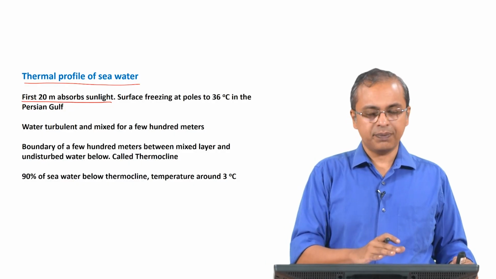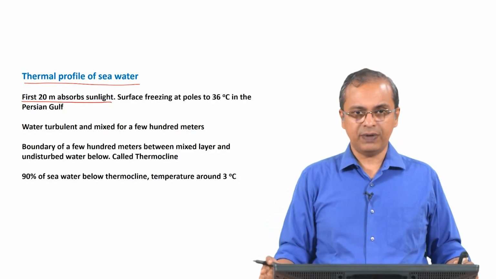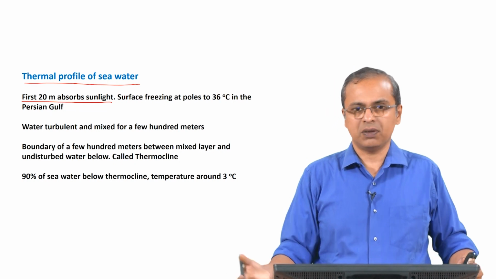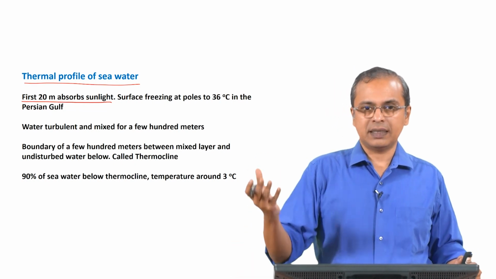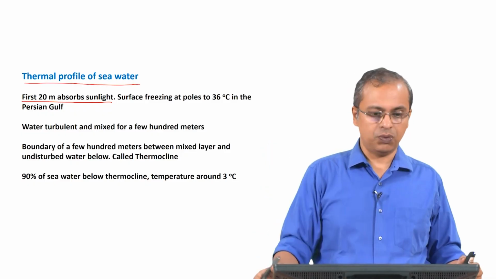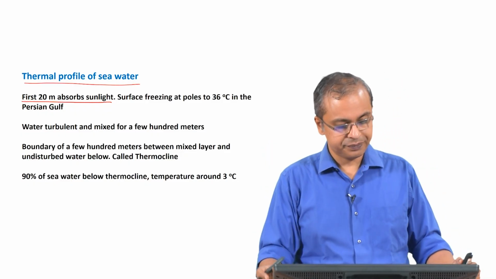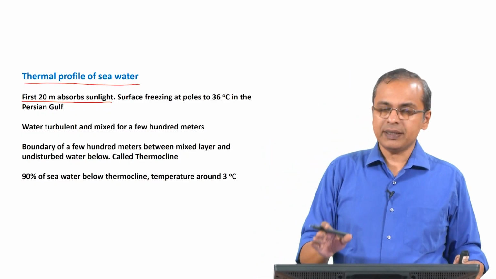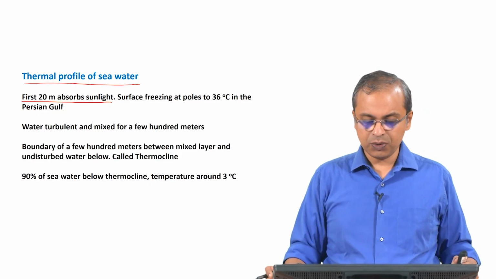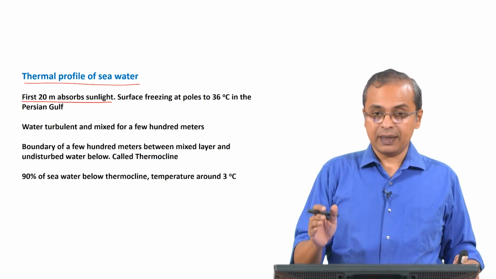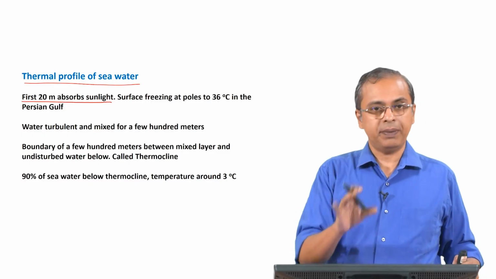So, the sunlight more or less in the first about 20 meters of depth, which is not a whole lot, it is like the depth of say 2 rooms that you may typically be using. So, in about 20 meters of depth the sunlight gets absorbed. Okay. So, this gives the surface some temperature.